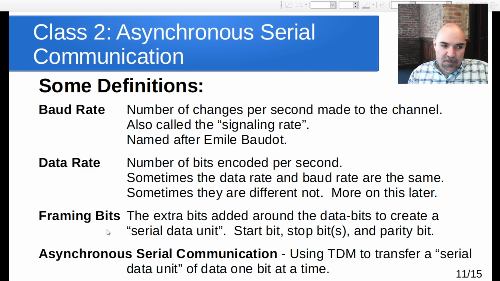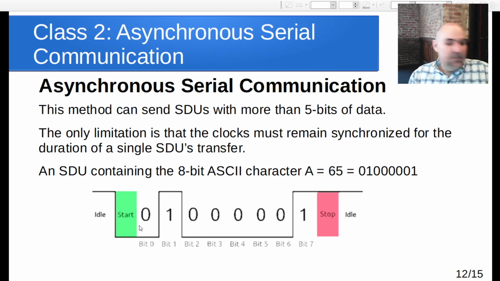All right, asynchronous serial communication is, again, using that time division multiplexing to transfer a serial data unit of data 1 bit at a time in a case where we have a start bit and a stop bit. All right, so notice that we can use that method to send serial data units that have more than 5 bits of data. The original Baudot system only had 5 bits of data, but there's no reason why we couldn't use that to send something with more bits of data than 5.